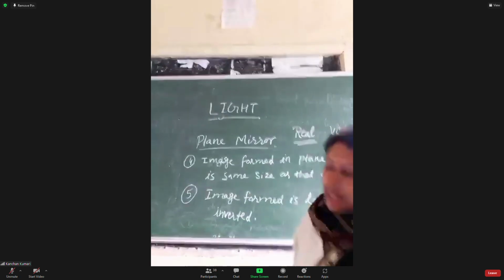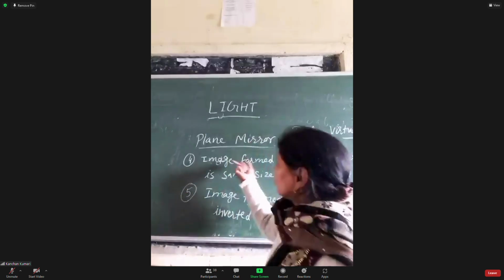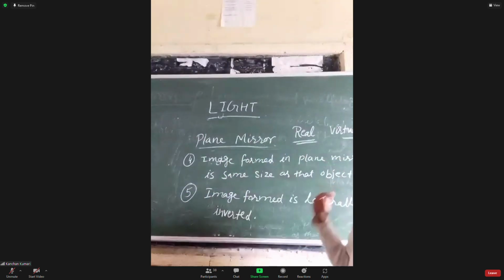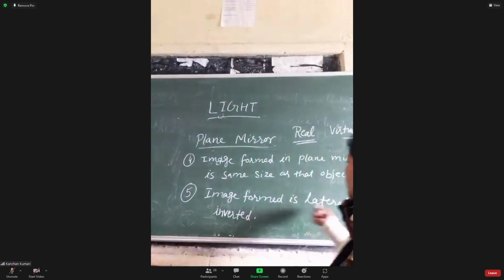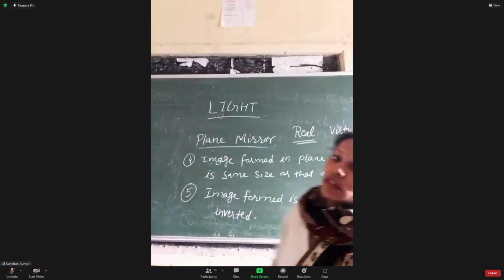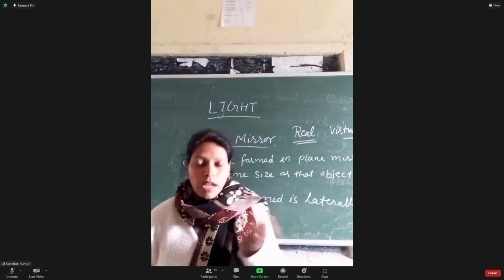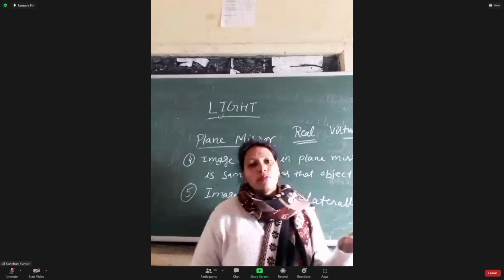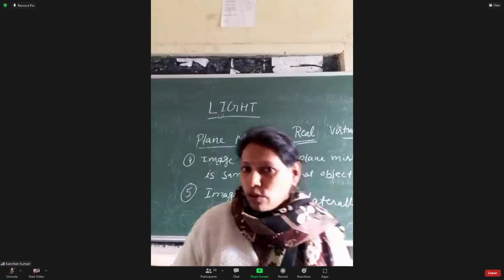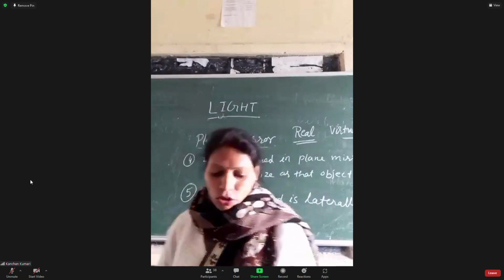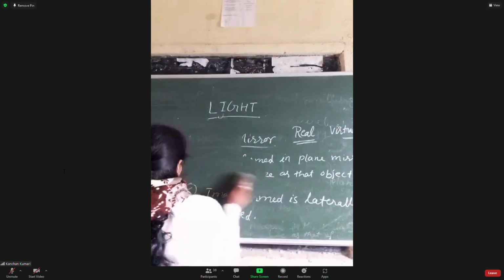So what are the characteristics of a plane mirror? The fourth one is: image formed in a plane mirror is the same size as that of the object. Now, image formed is laterally inverted. Laterally inverted means the left side of our body seems to be the right side in the mirror, and the right side of our body seems to be the left side. Okay, next topic is reflected light can be reflected again.